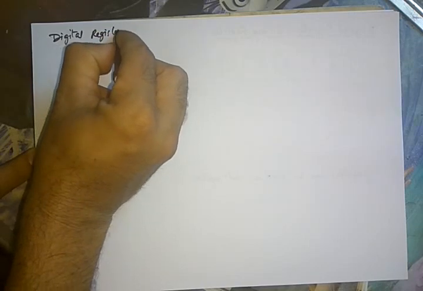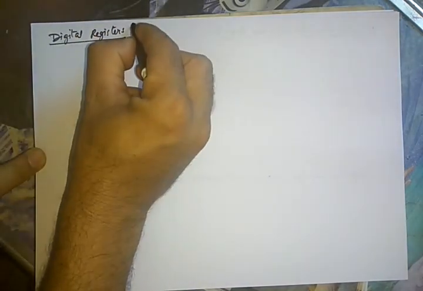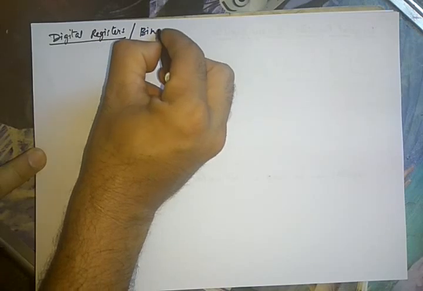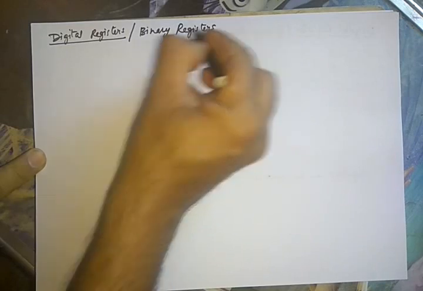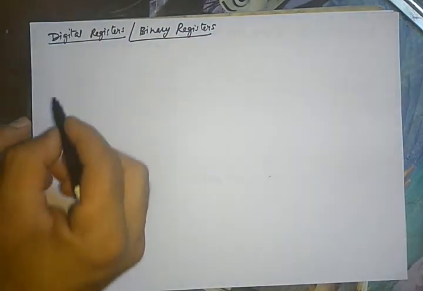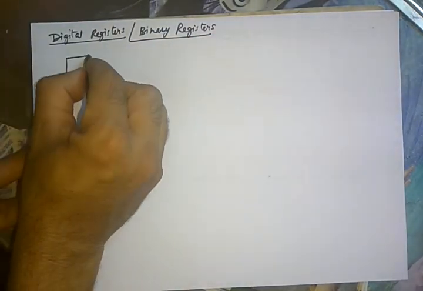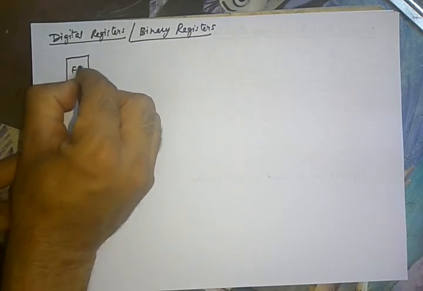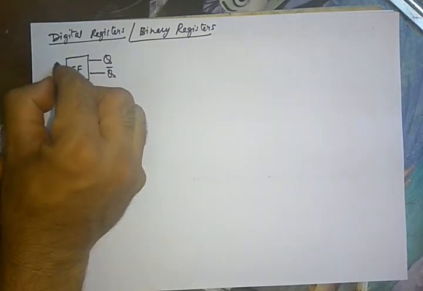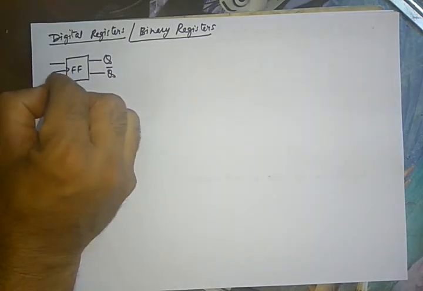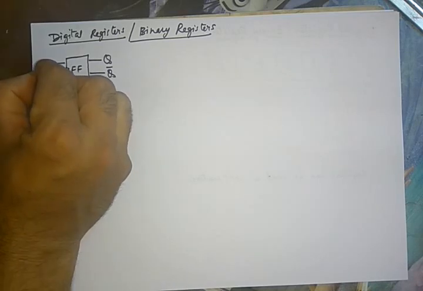Hello friends, today we will study about digital registers, which we can also call binary registers. जैसा कि आपको पता है कि एक जो फ्लिप फ्लॉप है, उसको हम 1 बिट स्टोर करने के लिए यूज कर सकते हैं. A flip flop can be used as a 1 bit storing device.